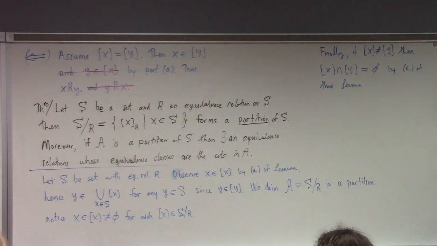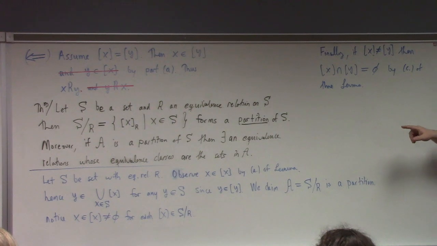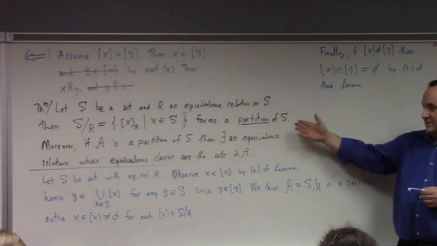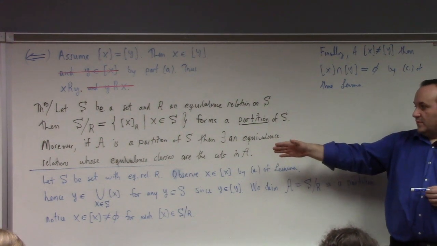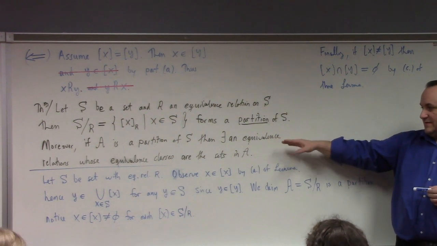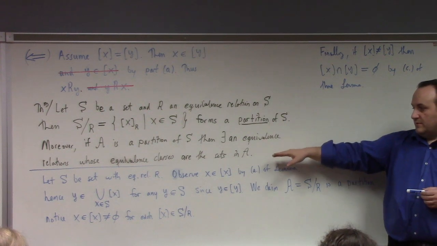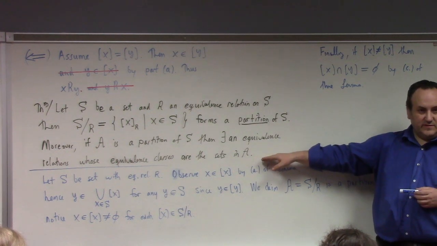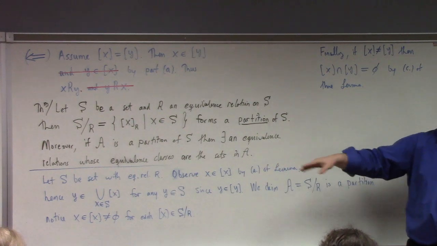So at the moment, we've just proved what? We just proved that the set of equivalence classes partitions the set, right? In some sense, that's the first sentence here. What's the second sentence say? Moreover, if you have a partition, then there exists an equivalence relation whose equivalence classes are the sets in the partition. So we still haven't proved that. Let's do that now.